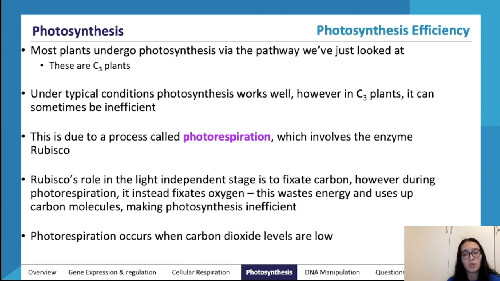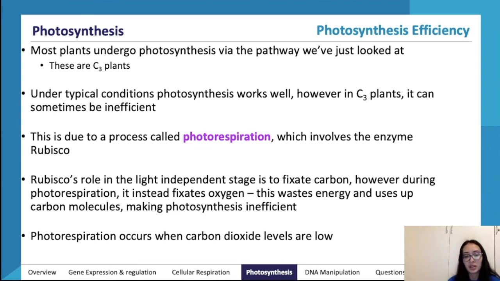So as I mentioned before, rubisco can actually undergo something called photorespiration. And so instead of fixing carbon, as it should, it might accidentally fix oxygen instead. And so this is kind of wasteful. It wastes energy and uses up carbon molecules, making photosynthesis really quite inefficient. So as I mentioned before, rubisco is kind of not an amazing enzyme. It gets the job done, but there's lots of room for improvement.